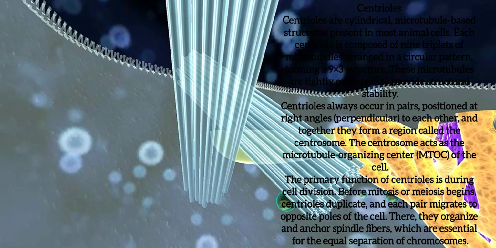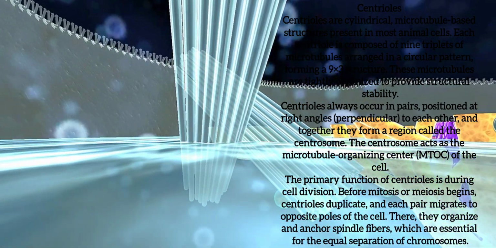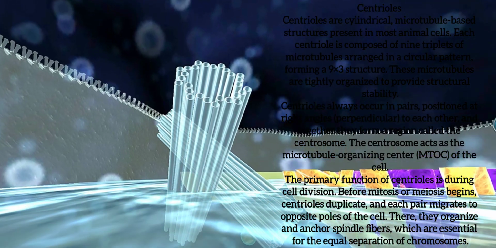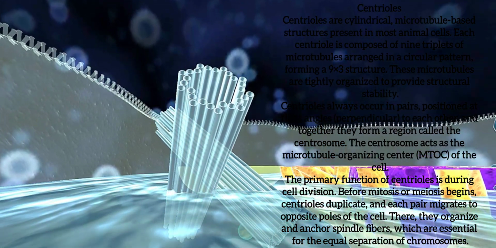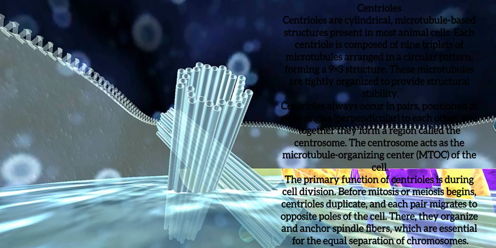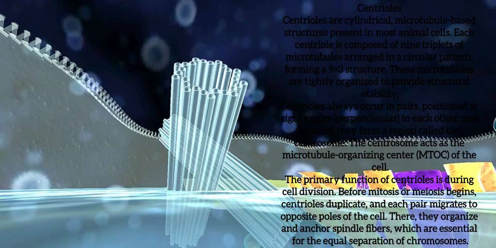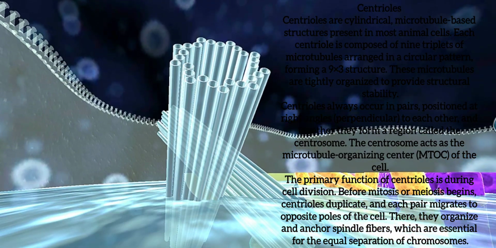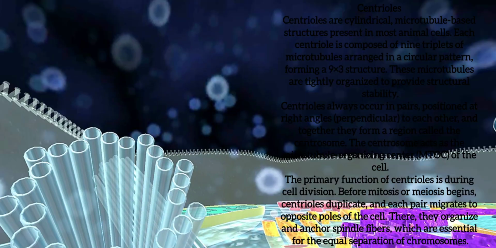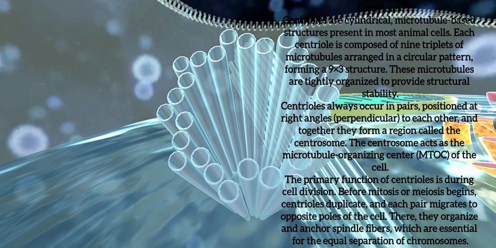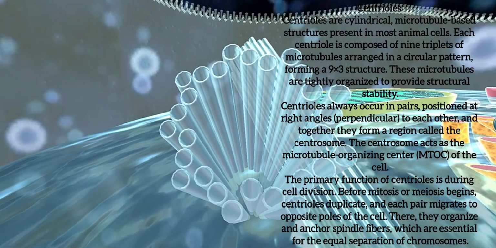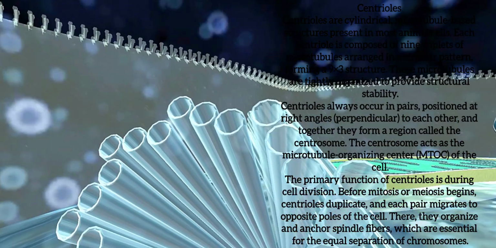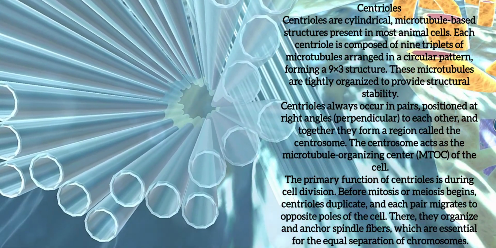Centrioles. Centrioles are cylindrical, microtubule-based structures present in most animal cells. Each centriole is composed of 9 triplets of microtubules arranged in a circular pattern, forming a 9x3 structure. These microtubules are tightly organized to provide structural stability. Centrioles always occur in pairs, positioned at right angles perpendicular to each other, and together they form a region called the centrosome. The centrosome acts as the microtubule organizing center (MTOC) of the cell.